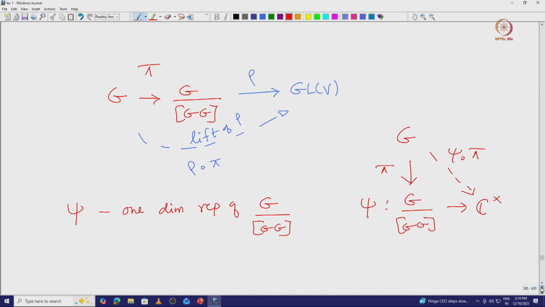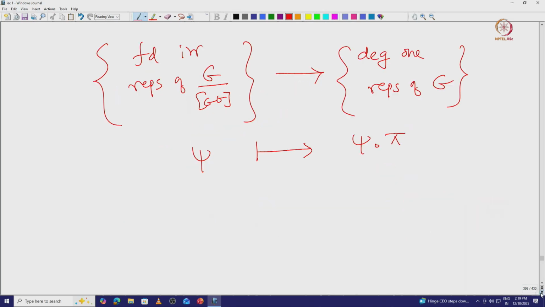So, look at this diagram. This is the map. First you go by pi and then compose it with xi. This is giving a one dimensional representation here in G. Now what will be the inverse map? The inverse map is also very easy to write down.